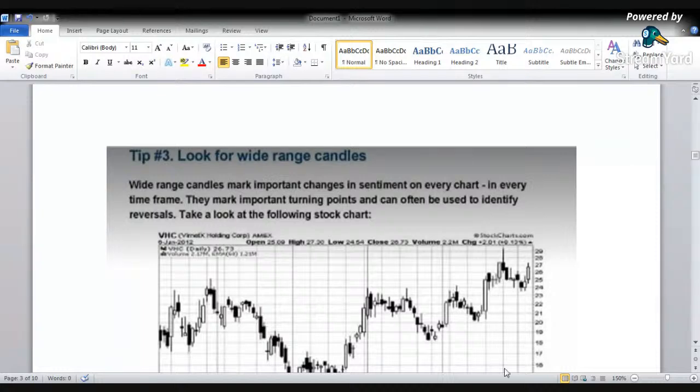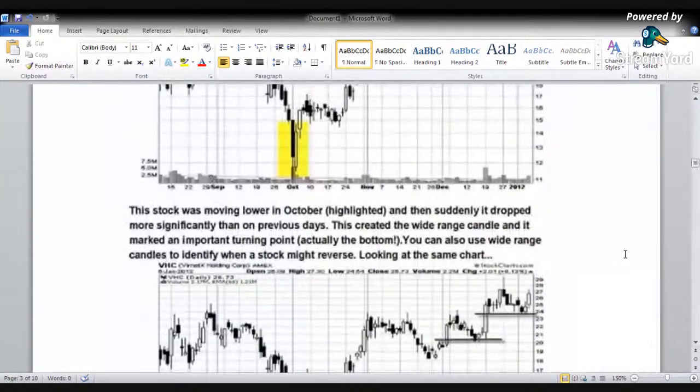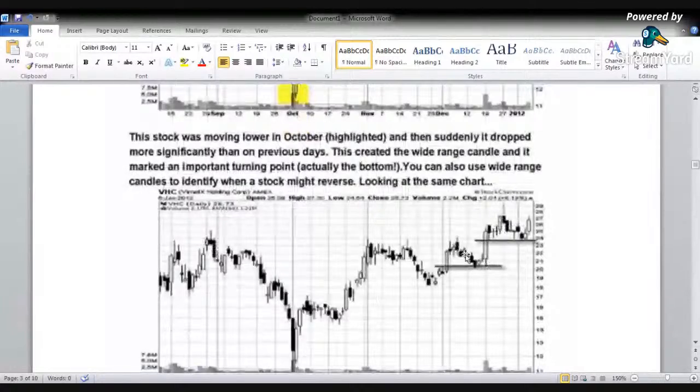So the third one, if you see another example, the price is going down and there is a wide range candle.